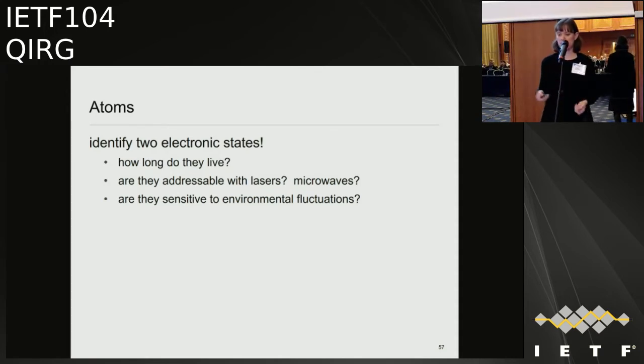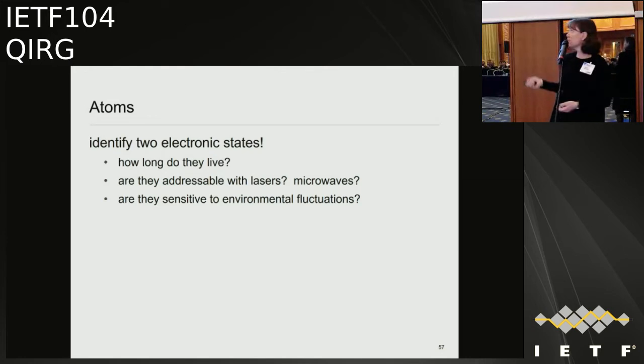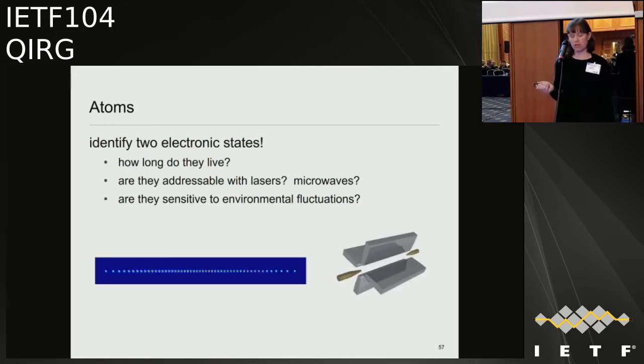They don't need to be infinitely stable. And can you manipulate these states easily? For example, with lasers that are available off the shelf, or with microwaves that you can kind of dial into in the lab. Maybe these states are particularly robust with respect to environmental fluctuations, and that would be certainly a plus. So this is just a picture here, on the right-hand side, of what's known as a linear Paul trap that we use in my group and in many other groups around the world to trap ions.